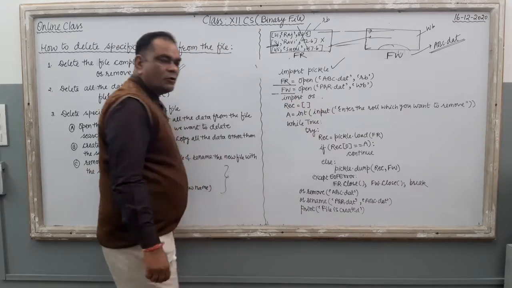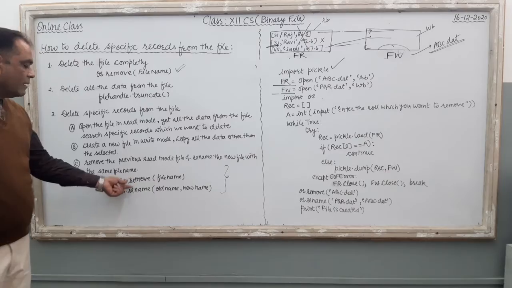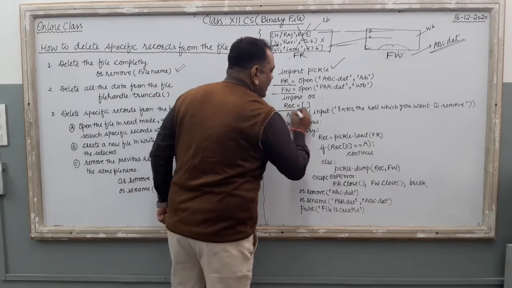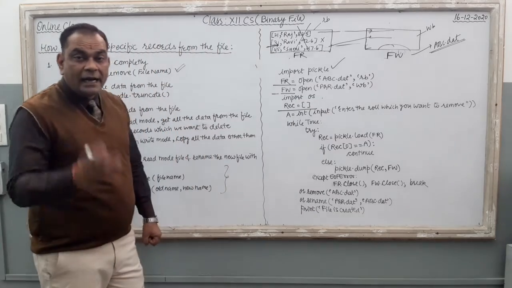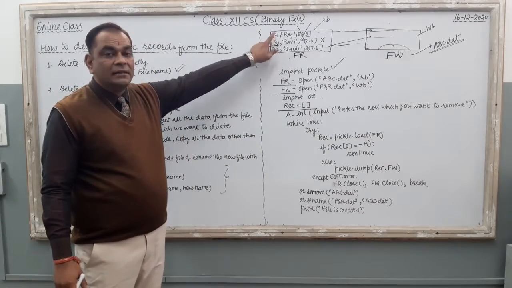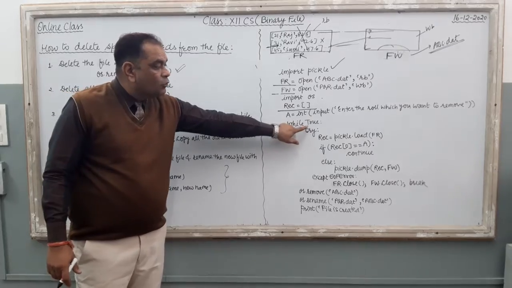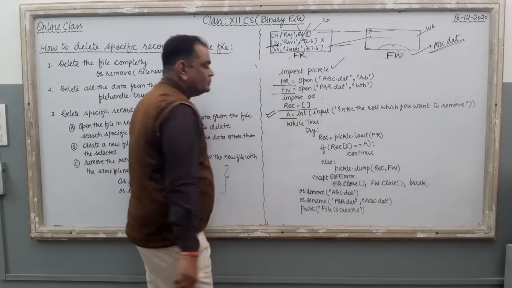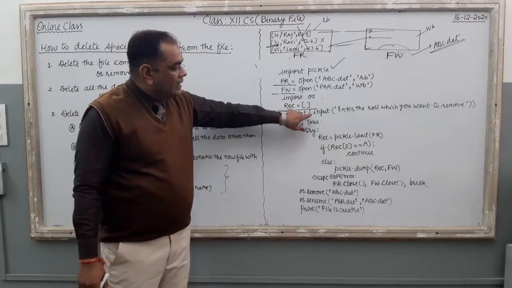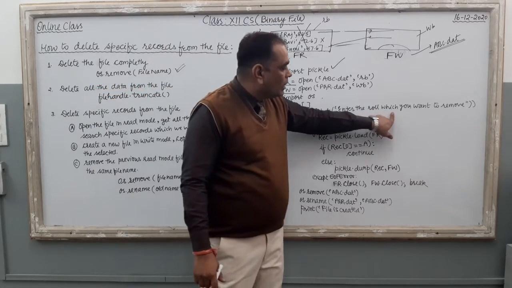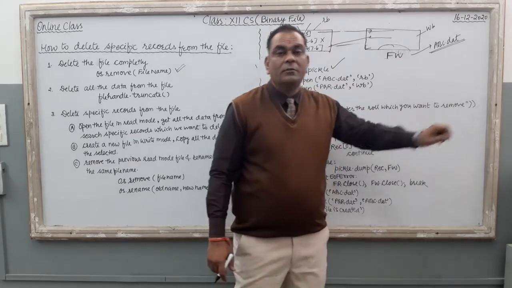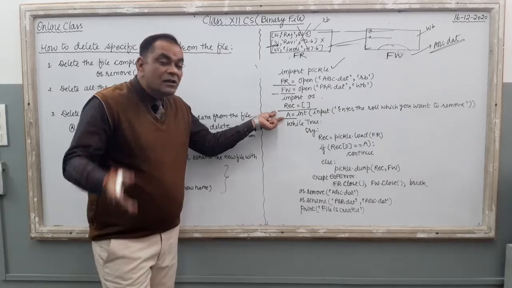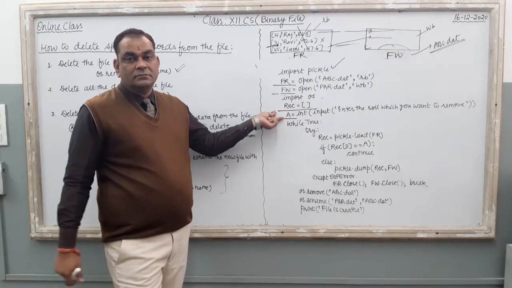Import os module is required if you want to execute the remove and rename functions of the os module. So import os, then rec list. Why is it a list? The data is there in list format. Then while true, no, sorry, before while, just see this line, a equal to integer input, enter the roll number which you want to remove from the file, which particular record you want to remove from the file. It is asked by the user.